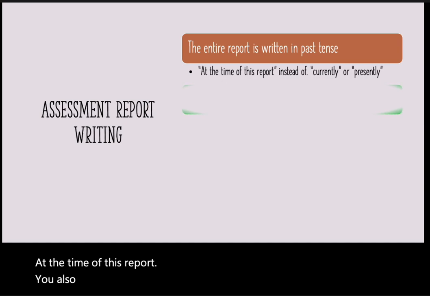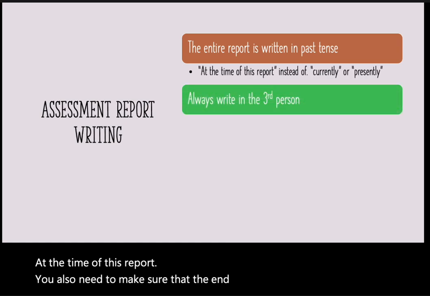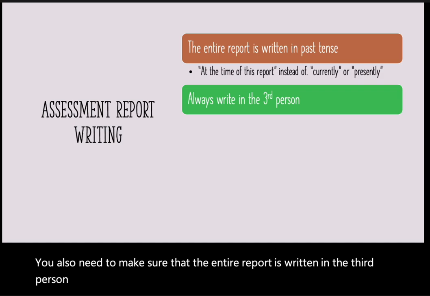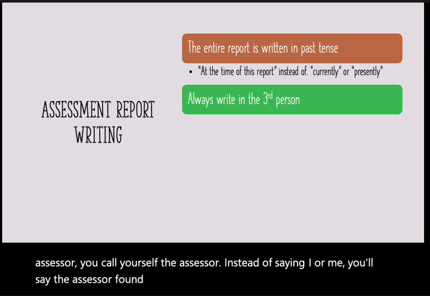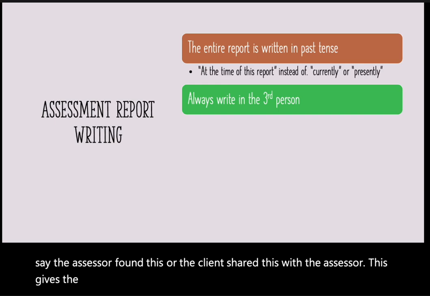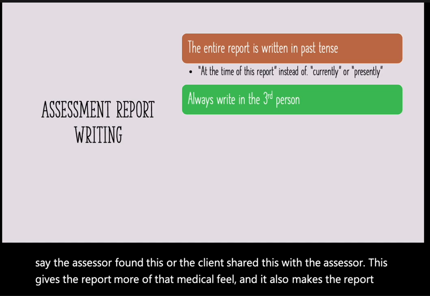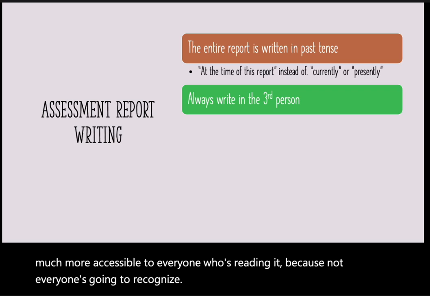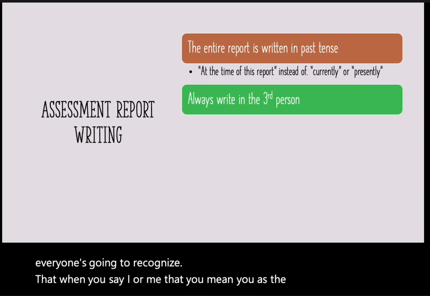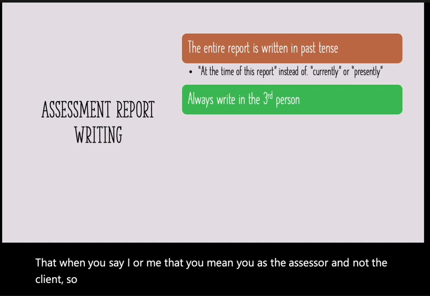You also need to make sure that the entire report is written in the third person. So if you're referencing yourself as the clinician and as the assessor, you call yourself the assessor. Instead of saying I or me, you'll say the assessor found this, or the client shared this with the assessor. This gives the report more of that medical feel, and it also makes the report much more accessible to everyone who's reading it, because not everyone's going to recognize that when you say I or me, that you mean you as the assessor and not the client. So always write the report in the third person.